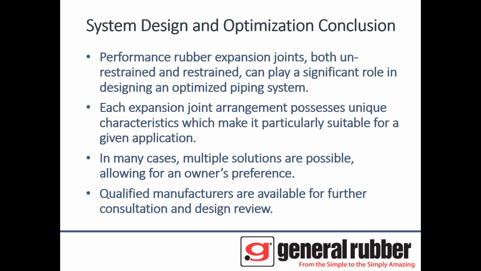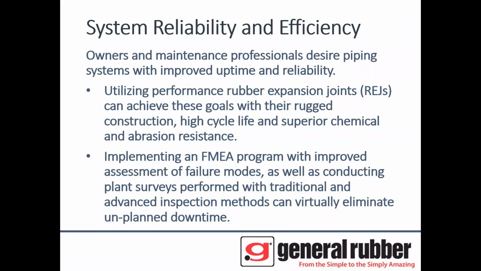So for system reliability and efficiency, I said we were going to review this. It's a pretty extensive review, so I'm going to get right into it. This is the maintenance, repair, and operation side. So owners and maintenance professionals desire piping systems with improved uptime and reliability. Utilizing performance rubber expansion joints can achieve these goals with their rugged construction, high cycle life, and superior chemical and abrasion resistance.